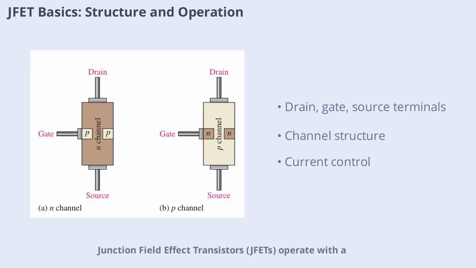Junction field effect transistors, JFETs, operate with a reverse-biased PN junction to control current in a channel. They come in N-channel and P-channel types. JFETs have 3 terminals: drain, gate, and source. The structure involves diffusing P-type regions into N-type material to form a channel, with both P-type regions connected to the gate. This configuration allows for precise current control.